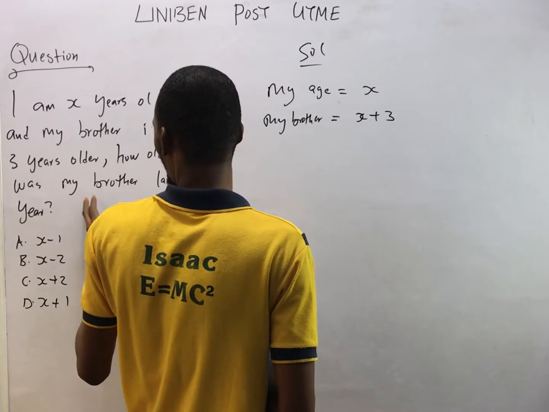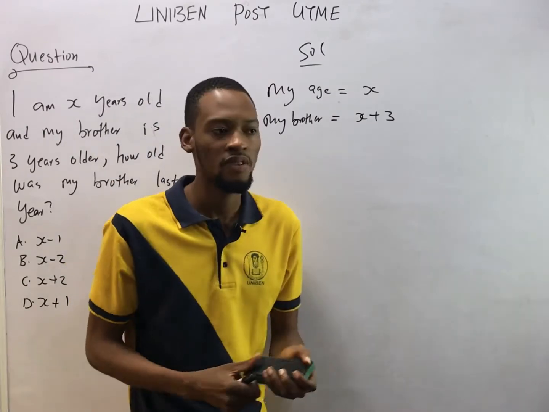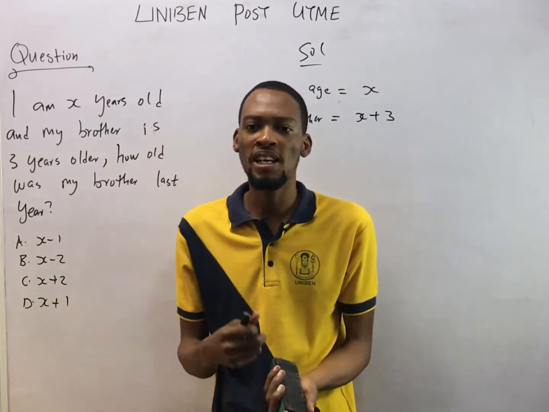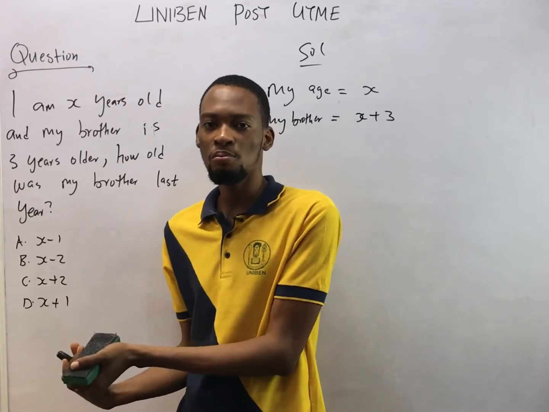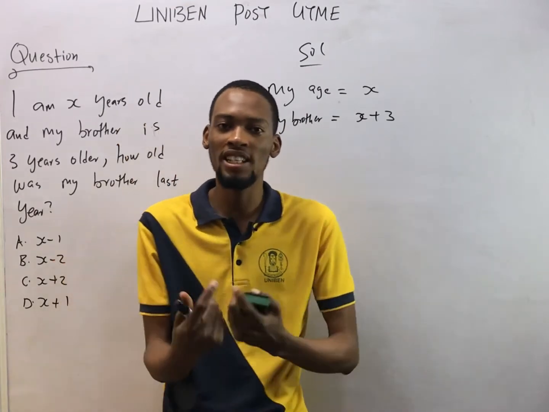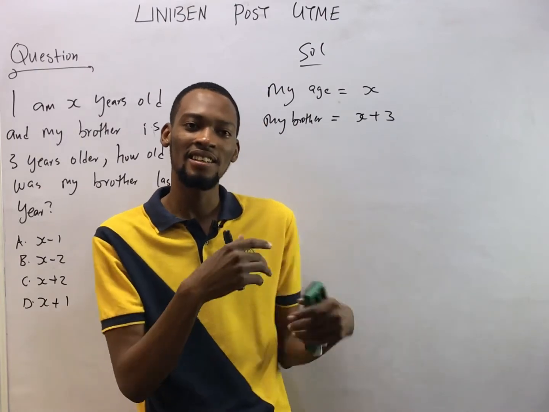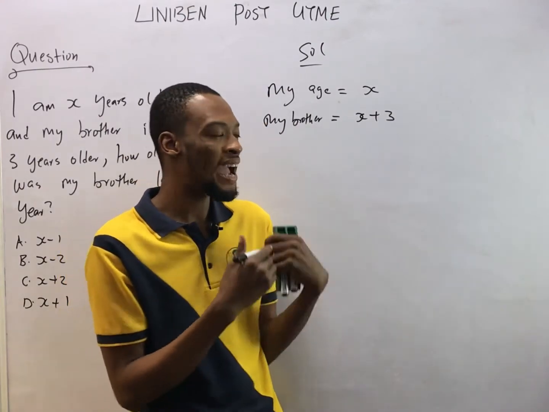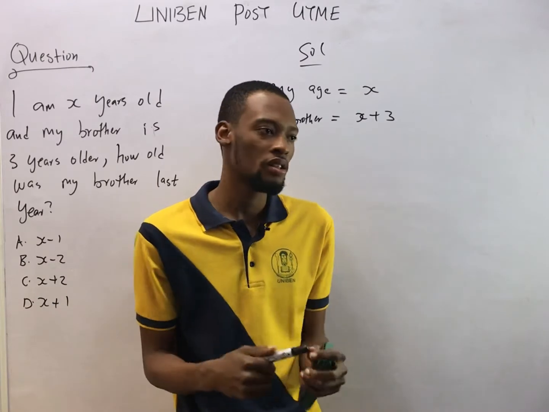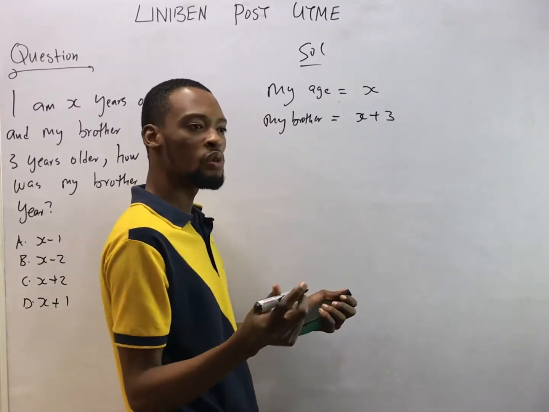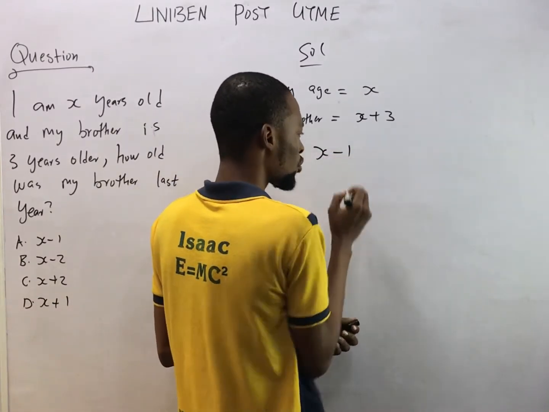Now, how old was my brother last year? That means last year, my brother was 1 year less. Because while celebrating your birthday, you say, I'm 1 year older. So if you're not referring to your last year birthday, you're 1 year lesser. So it means my age now minus 1. So last year, you were S minus 1.